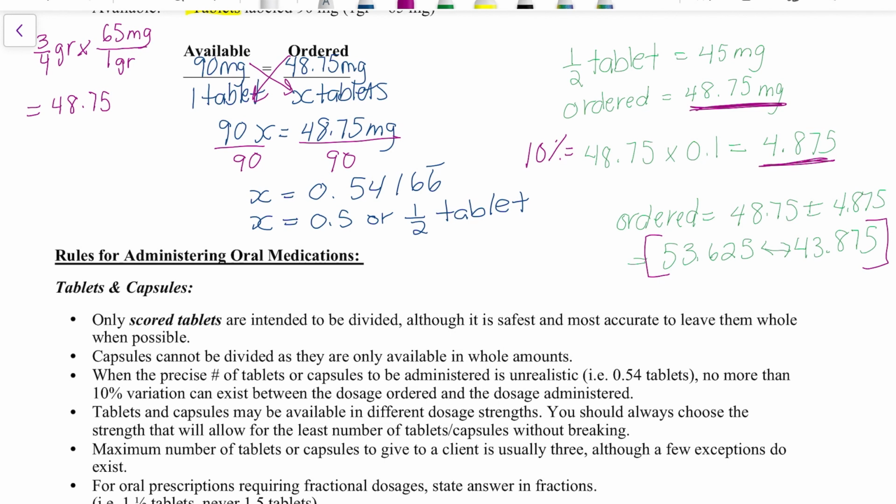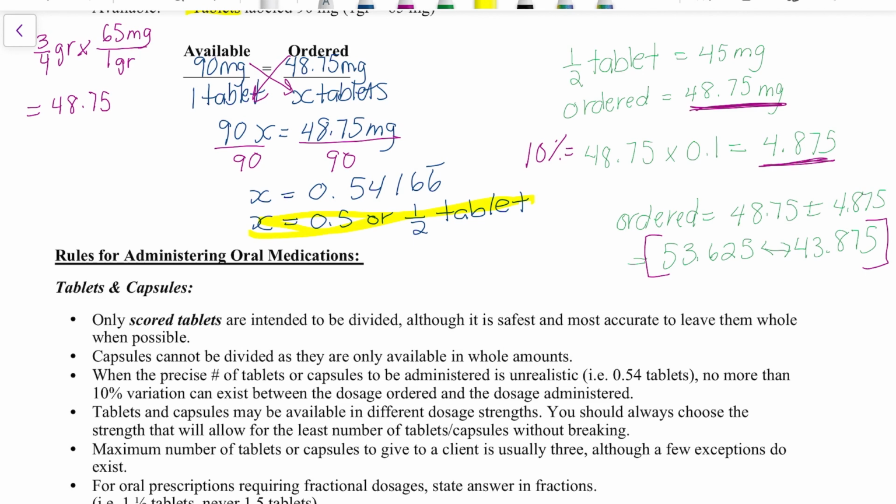Also keep in mind that the maximum number of tablets or capsules to give to a client is usually 3 in one dose. Although there can be exceptions, the general rule is no more than 3 in a sitting. And for oral prescriptions that require fractional dosages, we want to state our answer in fractions. So just like we did here, I didn't keep it as 0.5, I wrote it as half a tablet.